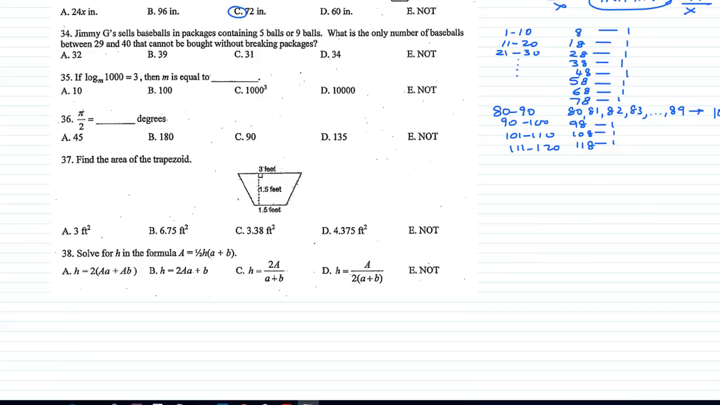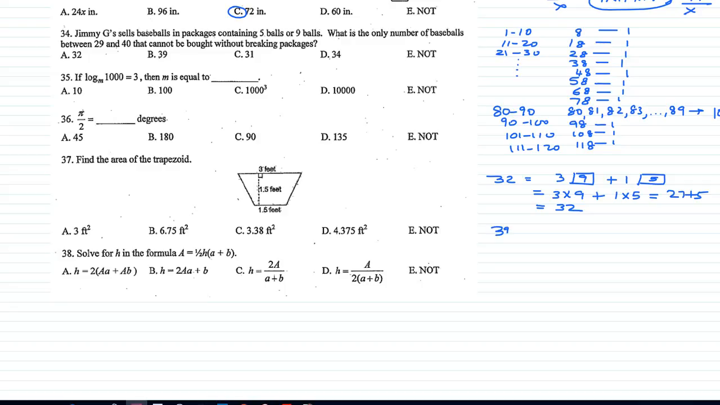Question 34. Jimmy G's sells baseballs in packages containing 5 balls or 9 balls. What is the only number of baseballs between 29 and 40 that cannot be bought without breaking packages? So we have 4 choices over here, 32, 39, 31, and 34. So let's see if 32 is possible. So clearly, if we have three packages of 9 balls and one package of 5 balls, so that will give us 3 times 9 plus 1 times 5, which is equal to 27 plus 5, which is equal to 32. So 32 is possible, right?